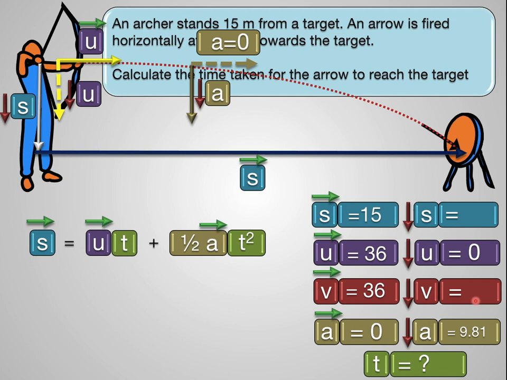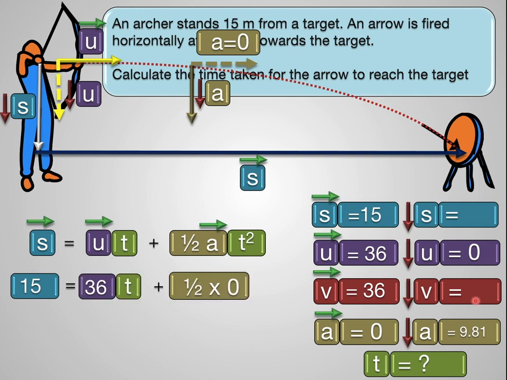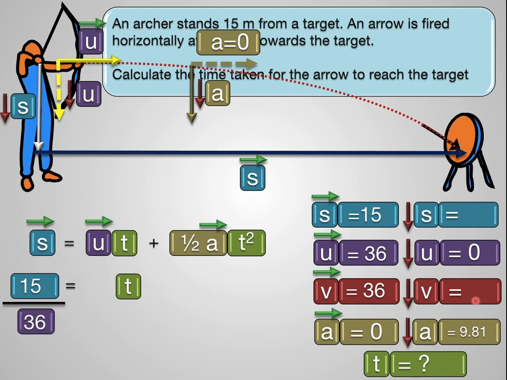Everything what you substitute should be a horizontal quantity. Horizontal displacement is 15. Horizontal initial velocity is 36 and time I don't know. And horizontal acceleration we have already seen it's 0. So the entire quantity will go, rearrange, make t as a subject and you got the answer. So this is how you do the projectile questions.